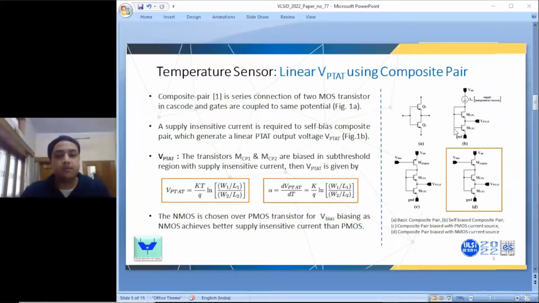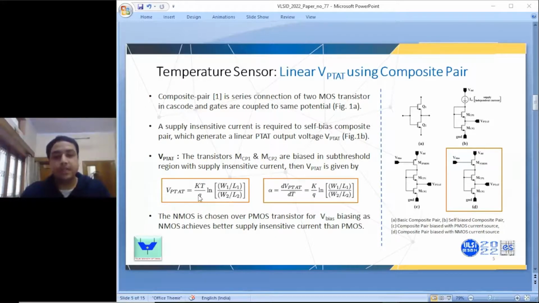And what we have to do to achieve a highly linear PTAT voltage is to give the biasing current such that both the transistors are in the subthreshold region. So basically this I0 should be somewhere in nanoamps, to make sure that these two transistors are in the subthreshold region. If we write the equations and solve them, you will get the PTAT voltage, which is equal to KT/Q ln of the aspect ratios of MCP1 and MCP2.